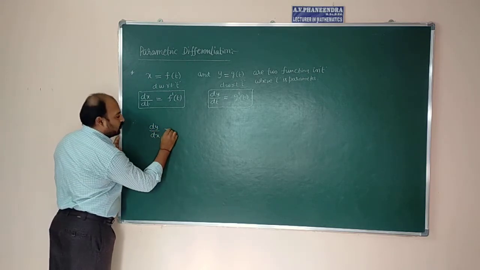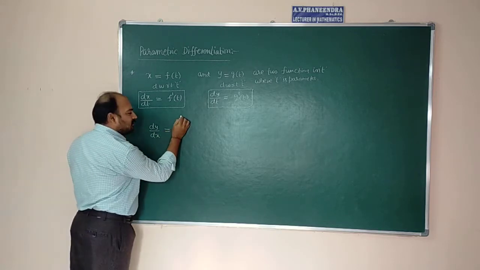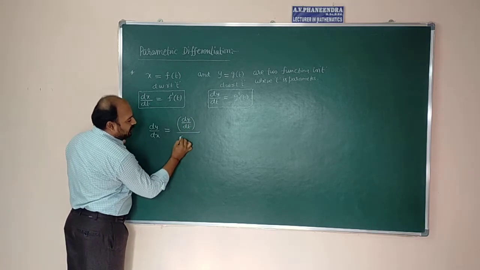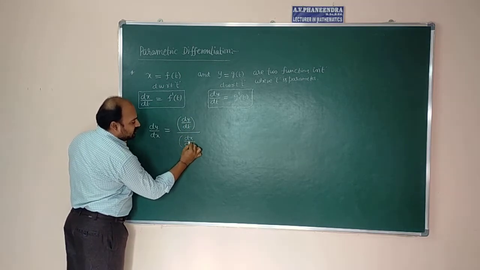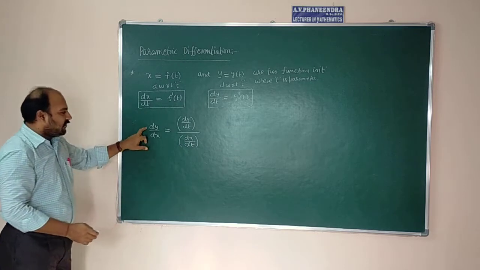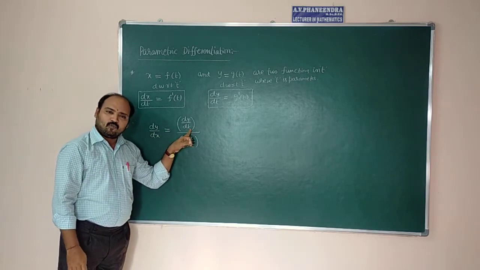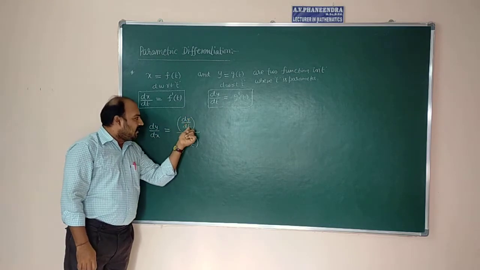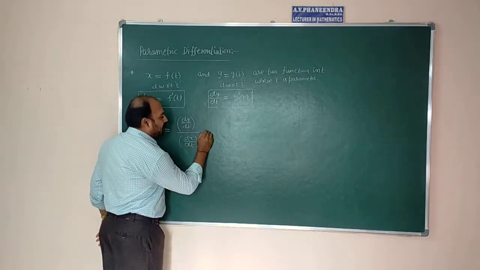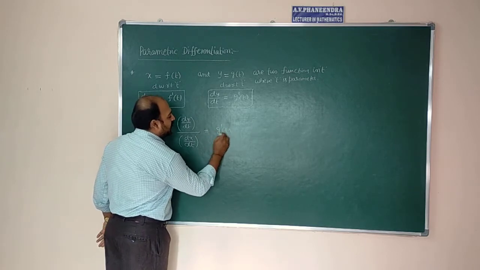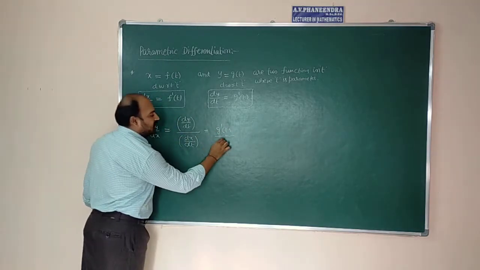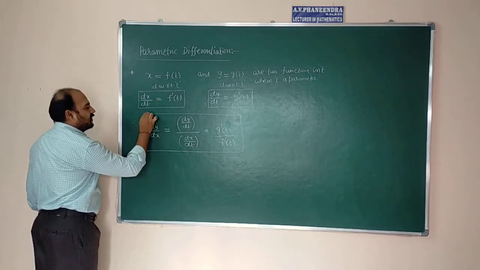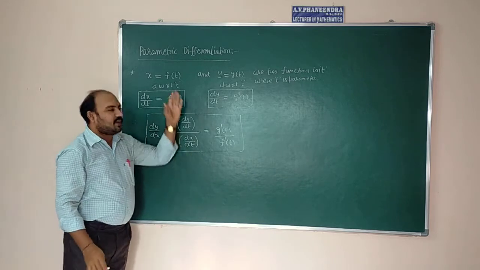Dy by dx can be written like this now: dy by dt whole divided by dx by dt. The meaning cannot be changed. That means numerator and denominator are divided by dt. So here dt gets cancelled again, and we are getting dy by dx only. So what is the dy by dt value here? G dash of t, whole divided by dx by dt, f dash of t. This derivative is called parametric differentiation. This is about parametric differentiation.